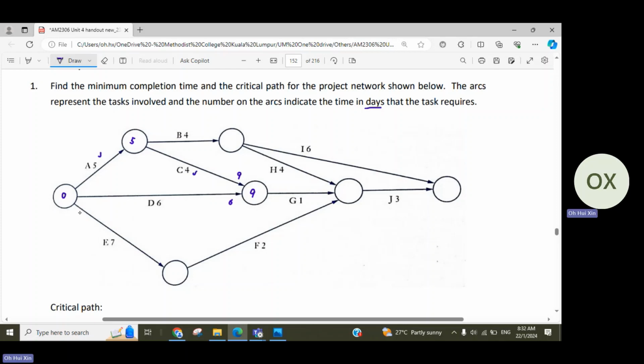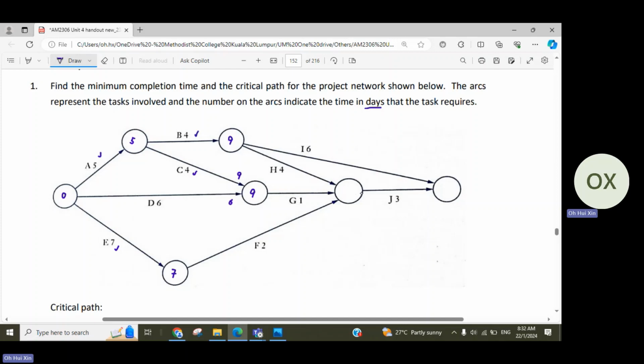Then after that, same thing, we need 7 days to complete E. So that's 7 days to start off with activity F. Then we continue with this first. So 5 days when we start activity B, and activity B takes 4 days to complete. So by the time we end activity B, or by the time we can start H and I, it's already 9 days into the project.